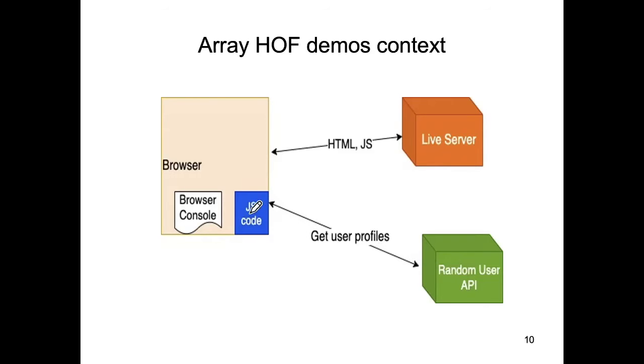And then the JavaScript code here is going to process that array. So I have one example where it filters the array, another example where it maps over the array, and a third example where it reduces the array. So this is the architecture of the samples that I'm going to look at from here on in.